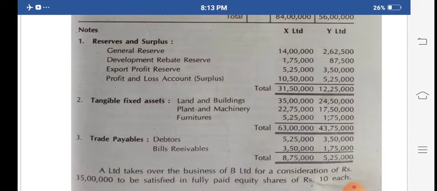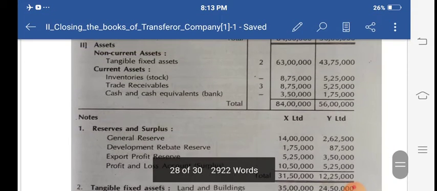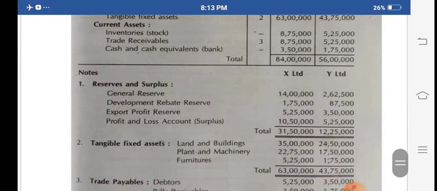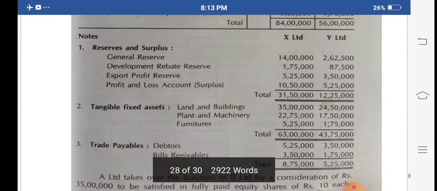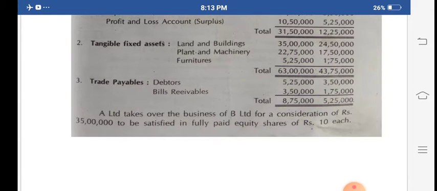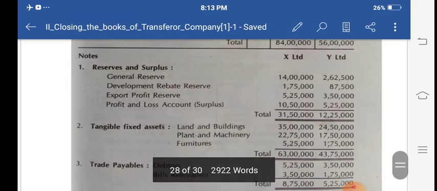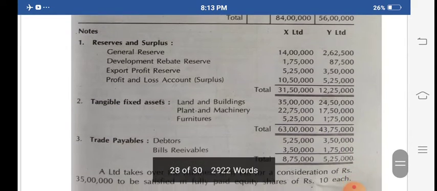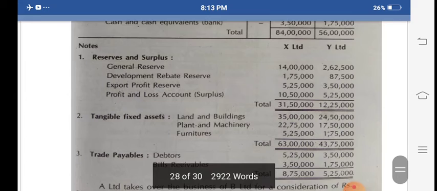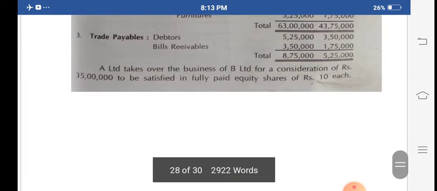The notes are given here. For tangible fixed assets, note number 2, it is shown how 63 lakh as well as 43 lakh 75,000 came. Next, trade receivable, note number 3, is given. Actually it is a printing mistake here: trade payable is printed, but it should be trade receivable. Now see the other information.